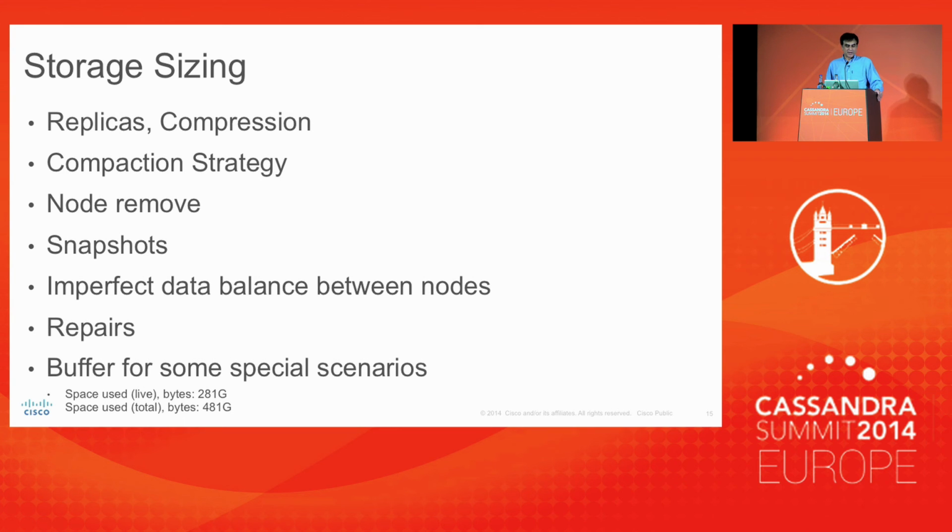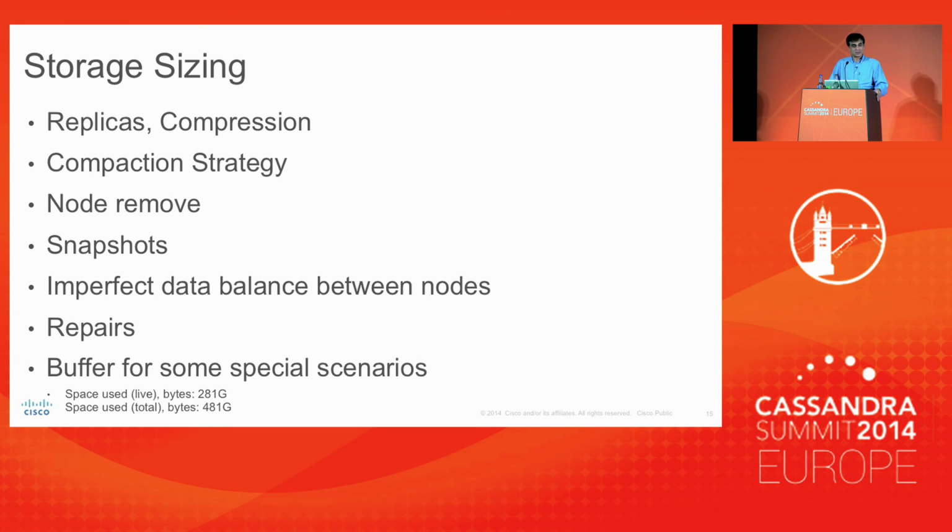Then the data balance isn't that perfect. We see quite a bit of variation between our nodes, and it's enough to tell that you need to think about your storage not on a perfect distribution basis between nodes. Repairs also cause some storage increase.